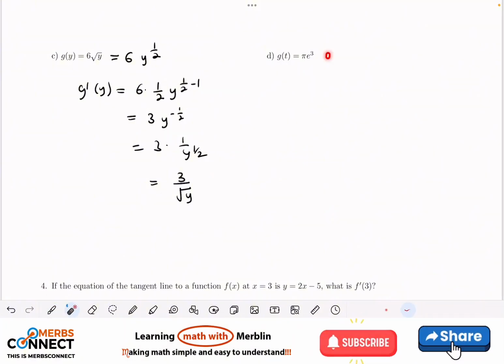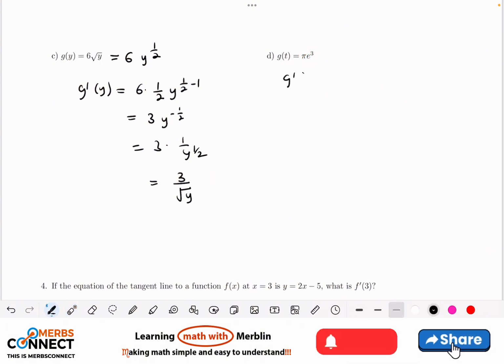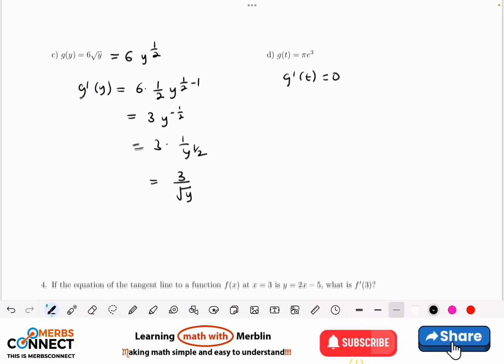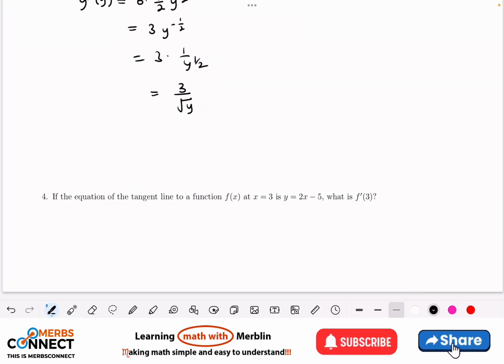Now let's look at this one. This is so powerful. Why? Now I can see that the function here does not involve t. We can't see t here. There is no t in this function. So this is a constant function. So g prime of t is equal to 0. That's what you need to know. So always pay attention to that. That one will give us 0.